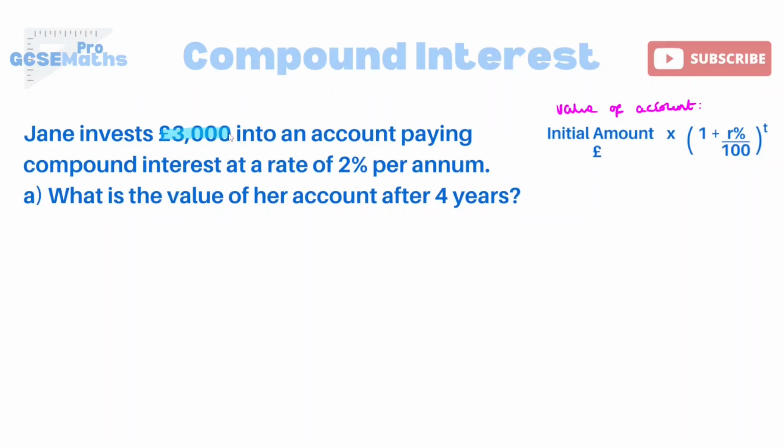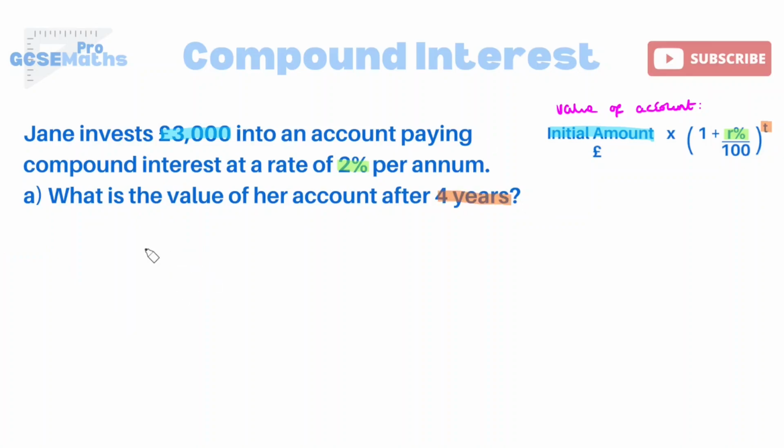So if we were to match it up, for example, we've got the initial amount, which in this case is the amount they're going to invest. So we're starting with £3,000. We're going to have the rate or percentage interest, whatever you want to call it, which is here, and then we're going to have the time, which is this one, 4 years.